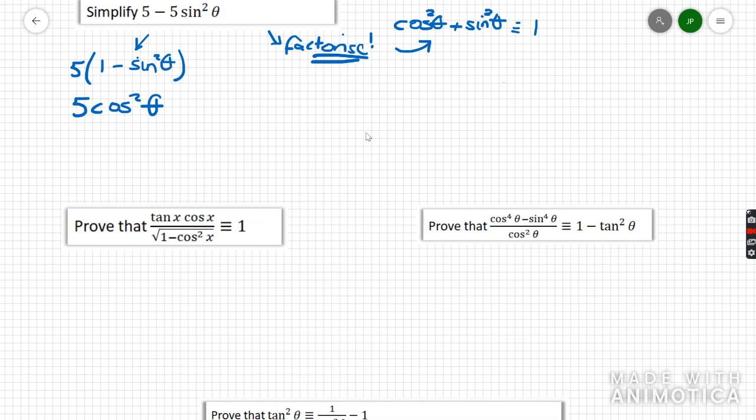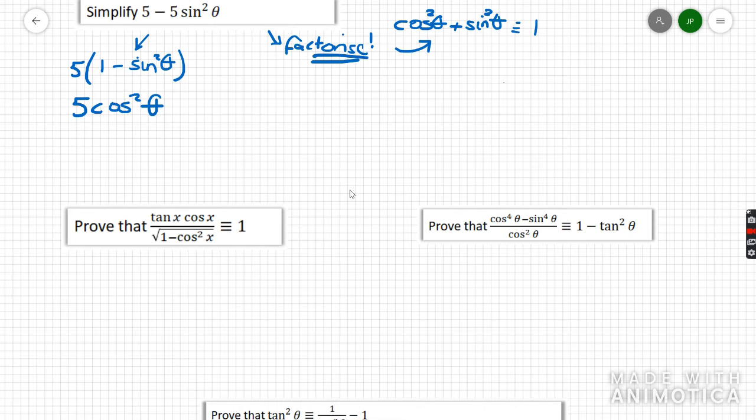So if you see a tan x, you need to get it into sine x over cos x. If you've got cos squareds and sine squareds, that's what you're going to use to help you. They can be quite tricky, guys, but you just need a little bit of practice.